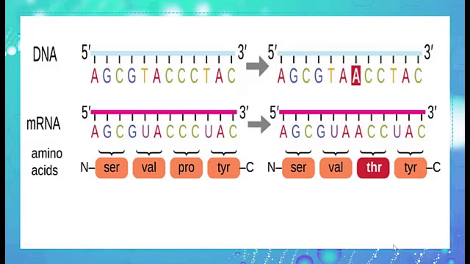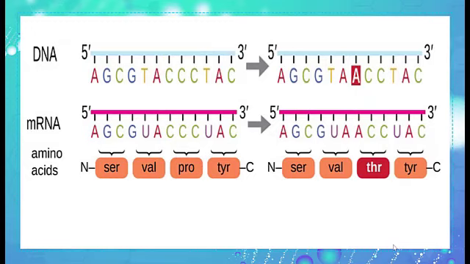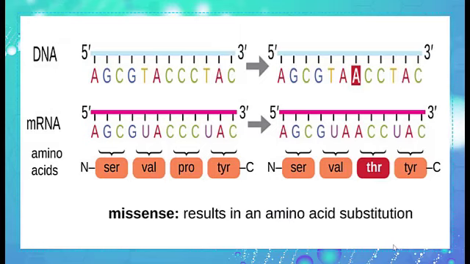If this DNA is subjected to a point mutation by substitution, not only the DNA will change, but the mRNA will change as well. Originally, the mRNA codon CCC codes for the amino acid proline, but after mutation, the mRNA codon, which becomes ACC, codes for the amino acid threonine. Then we can say that the protein coded by the mutated gene is altered. This mutation is a missense mutation since it alters the amino acid sequence by one amino acid only.